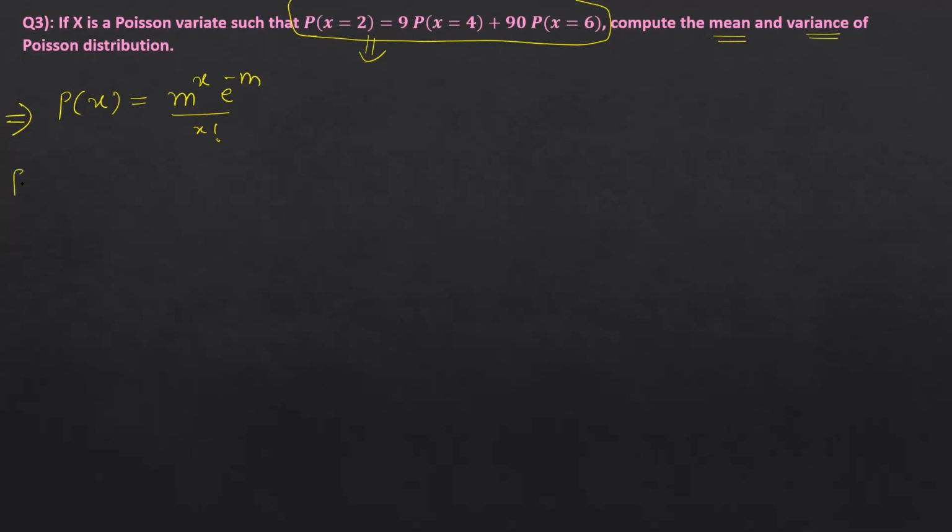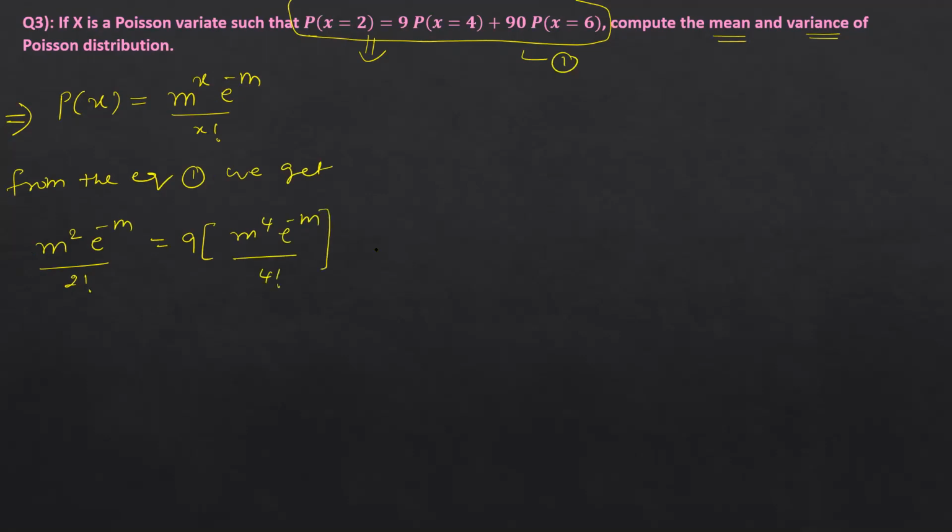So from the data, from the equation, I can just take this equation number 1. From equation 1, we get, so I can write here, this will be m square e power minus m by 2 factorial is equal to 9 into m power 4 e power minus m by 4 factorial plus 90 times m power 6 e power minus m divided by 6 factorial. Any doubt in this?